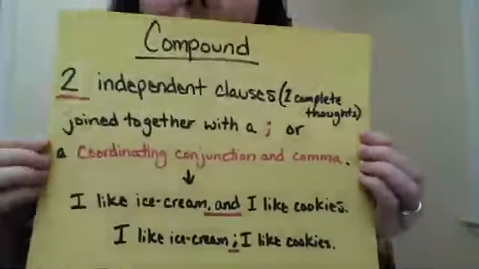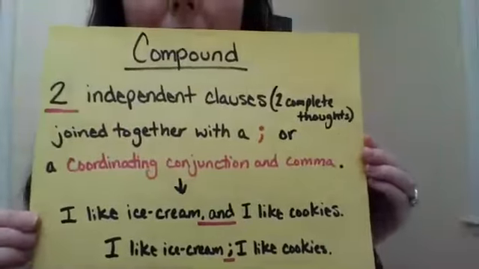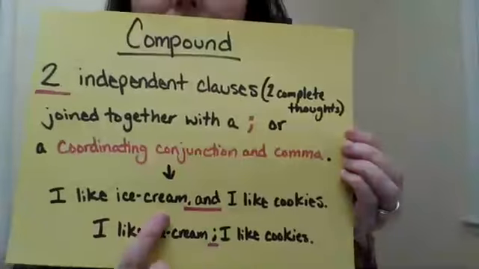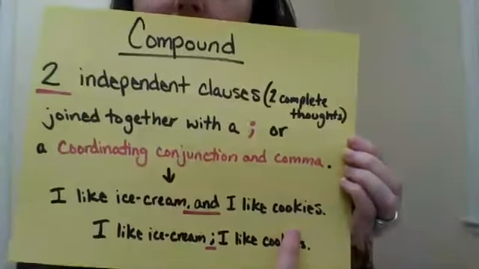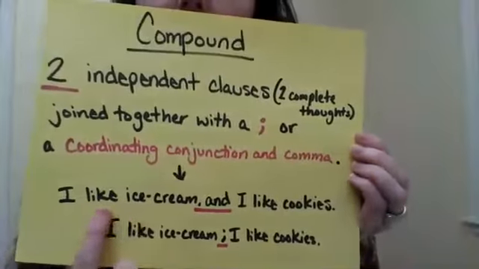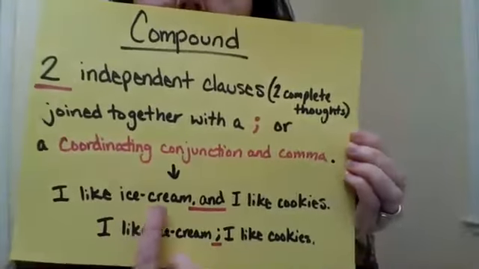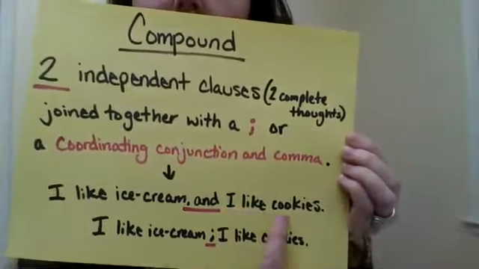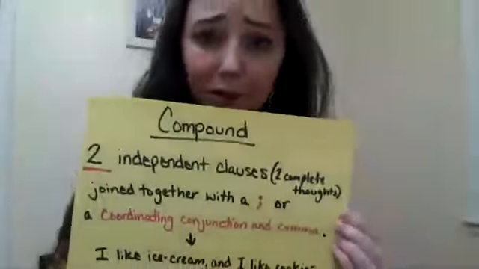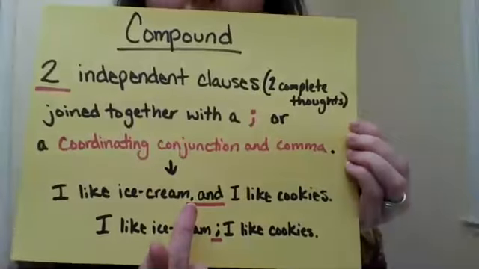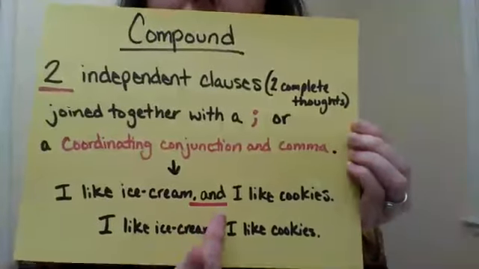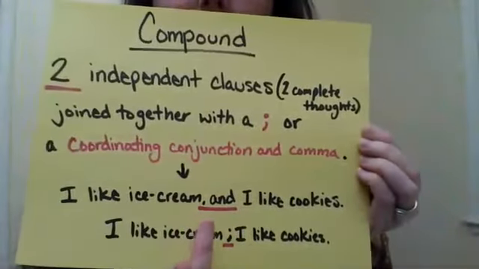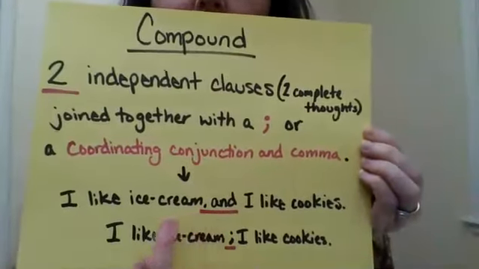and a comma. So I have two examples, one using a comma and a fanboy, if you will, and a semicolon. So I have I like ice cream, comma, and I like cookies. Okay? So I like ice cream is a complete thought. That's an independent clause. I like cookies. That is also an independent clause. It can stand alone as a sentence. I like cookies, period. Okay? And then you bring them together with a comma and a fanboy. We used and right here. So now we have two complete thoughts joined together by a comma and a coordinating conjunction, making it a compound sentence.